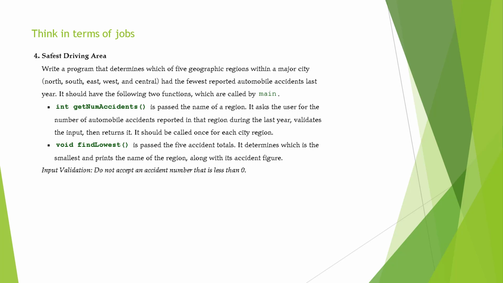First of all, we're dealing with 5 regions in a city: north, south, east, west, and central. We're trying to find out which one had the fewest automobile accidents last year. The textbook wants us to write a program with 2 functions, but we're going to modify that just a bit. The first function is going to return an integer. Its name is getNumAccidents, and here are the specs.